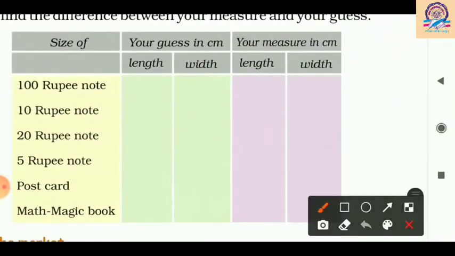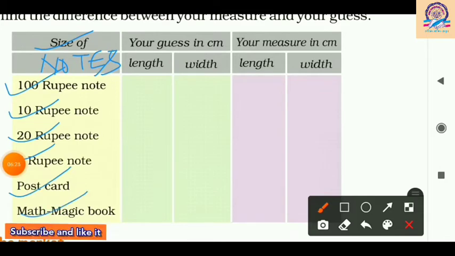So here we have size of notes. Let me write here, notes. Okay, size of notes: 100 rupee notes, 10 rupee, 20, 5, postcard, and last, Math Magic book, our own maths book.